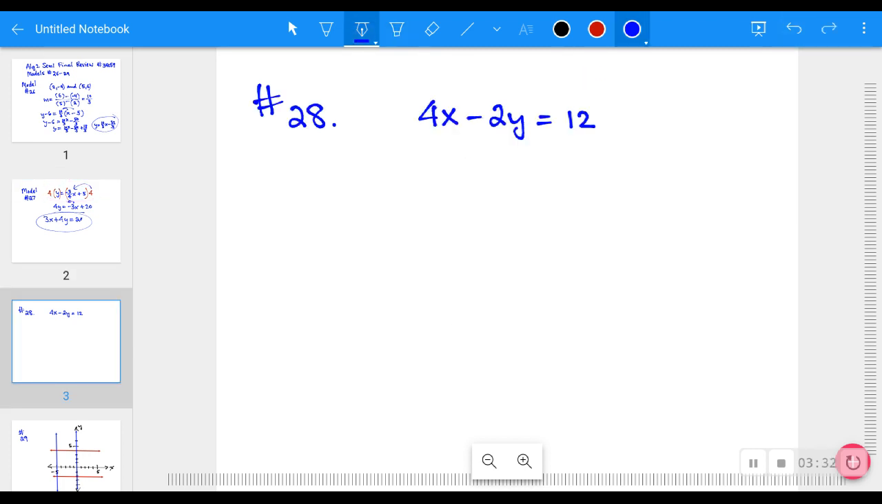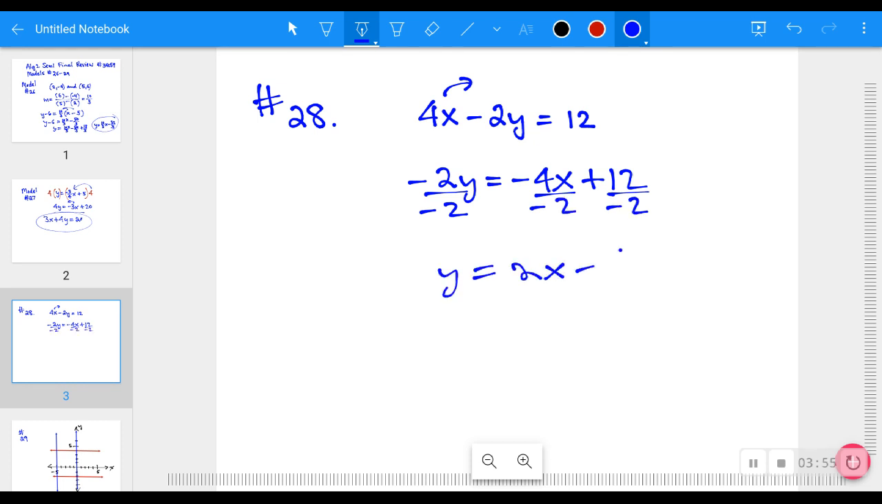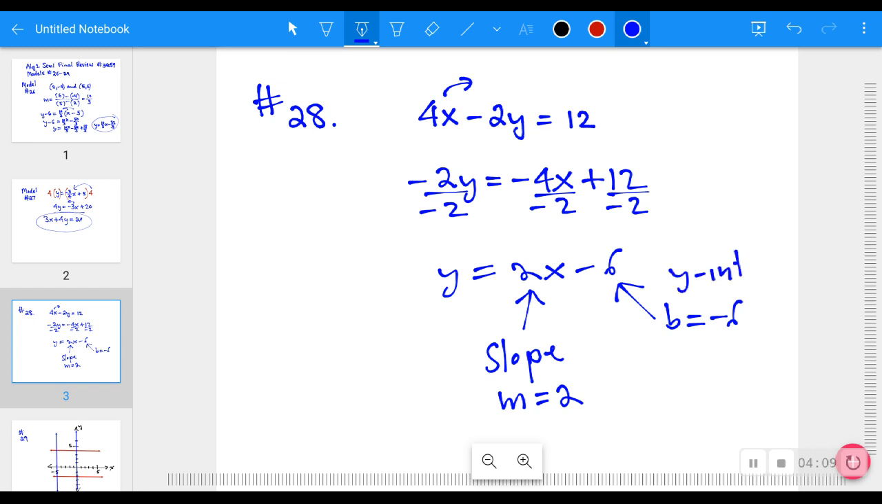Number 28. In this case, we're going to find the slope and the y-intercept of the line. And the easiest way to do that is solve for y here. Divide through by negative 2. And you get y equals 2x minus 6. So here's the slope. And here's the y-intercept. And that problem is done.